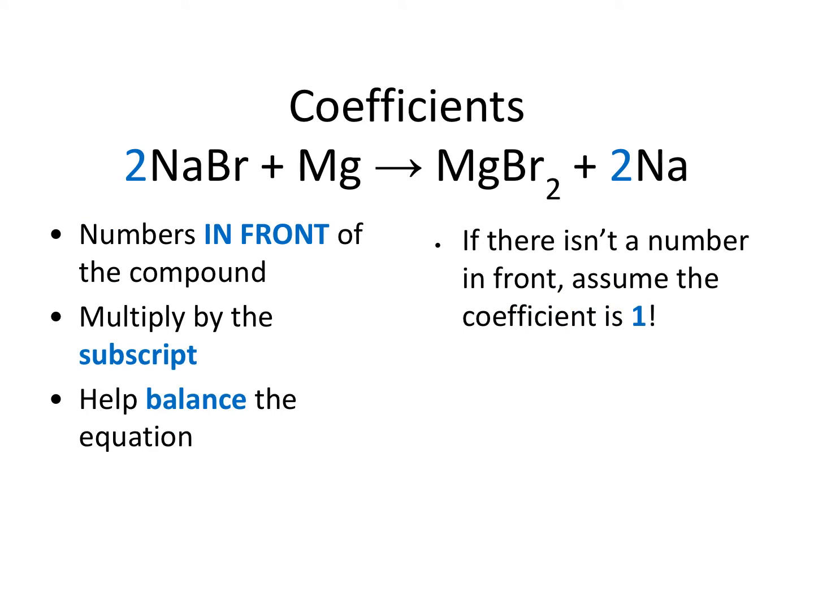Something that's really important to note is going to be this term called coefficients. The coefficients are shown in blue here. We have 2 in this equation. They are the numbers that go in front of the compound. They tell us how many of each thing we have, and if there's not a number here, that's just assumed to be a number 1. We multiply these by any subscripts, like here we have 1 subscript, so we would multiply this 1 times this 2 to tell us our amount of bromine. And these are what help us balance the equation. If there's not a number in front, we have to assume it's 1.